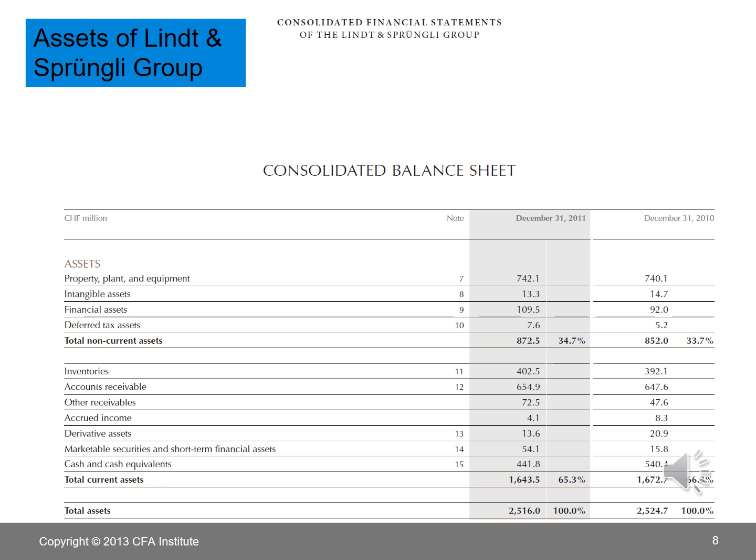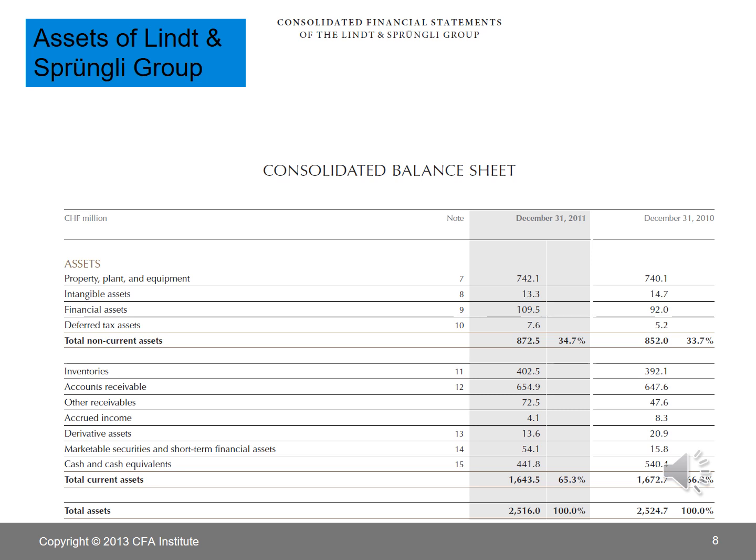You notice also that the balance sheet is denominated in millions of Swiss francs. So when you see at the top, for example, property, plant and equipment, 742.1, that actually means 742 million Swiss francs and 100,000.